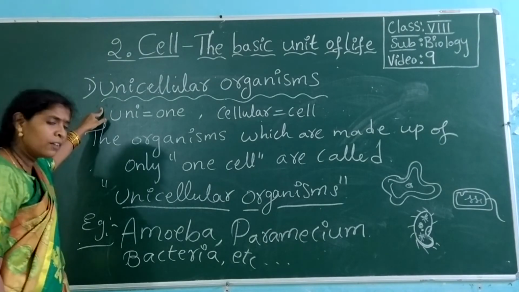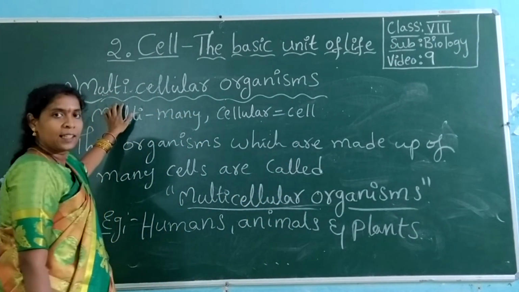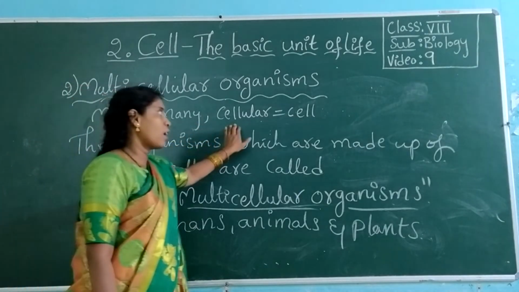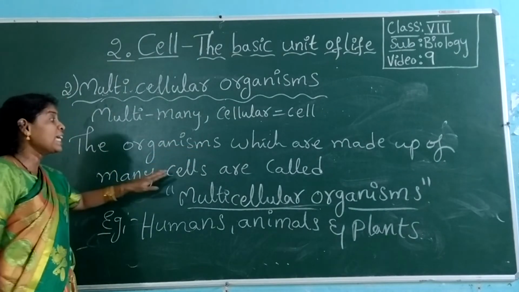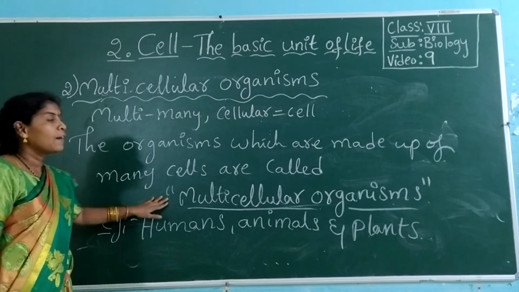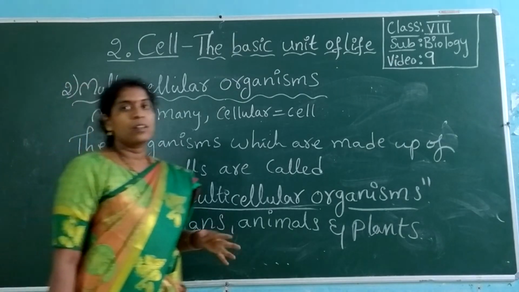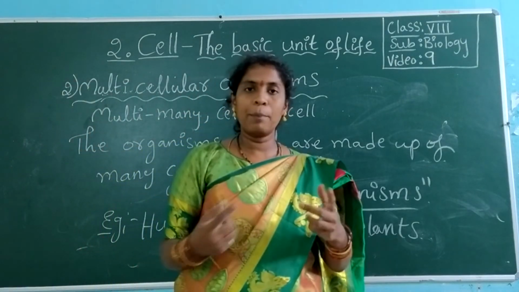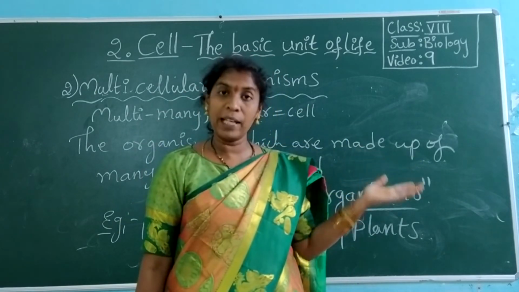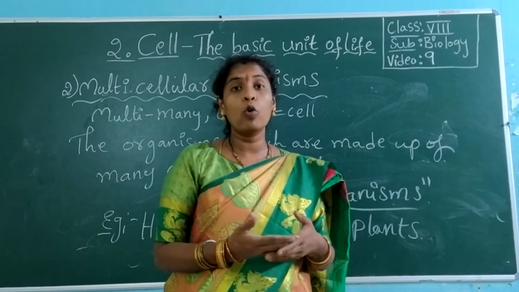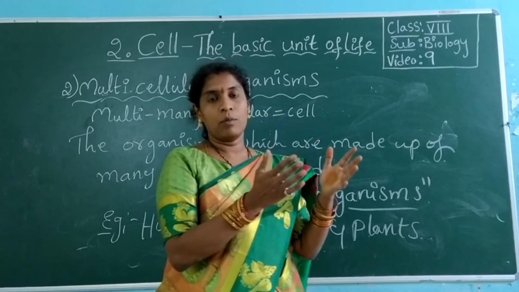Then what are multicellular organisms? Let us look at it. Multi means many. Cellular means cell. The organisms which are made up of many cells are called multicellular organisms. For example, humans, animals and plants. My body is not made up of a single cell. My body is made up of many cells. Even a plant body is made up of many cells. Some animals like cow, buffalo, horse are also made up of many cells, so that we are able to see them with our naked eye.